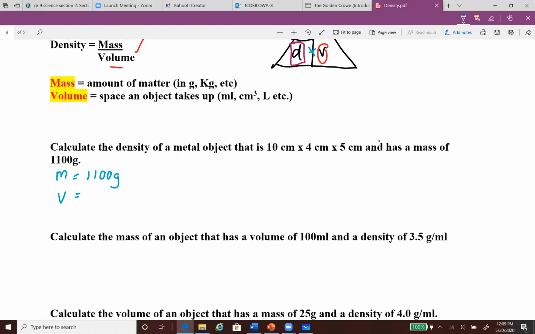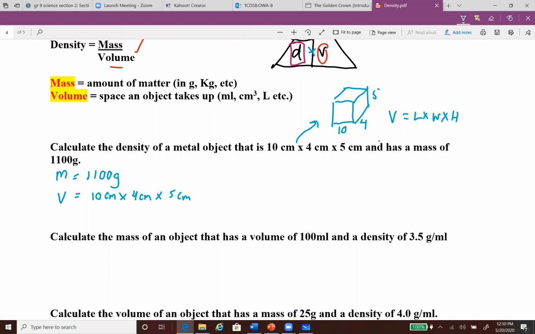Sometimes it's a little bit straightforward. You have the volume already provided. Sometimes you don't. So in this case, this is a rectangular object, a rectangular solid. It looks like this, which has dimensions of 10 by 4 by 5. You probably did this maybe in elementary school, maybe grade 9 math, determining volumes of different objects. In this case, the volume of this object would be length times width times height. So the volume would be 10 centimeters times 4 centimeters times 5 centimeters.